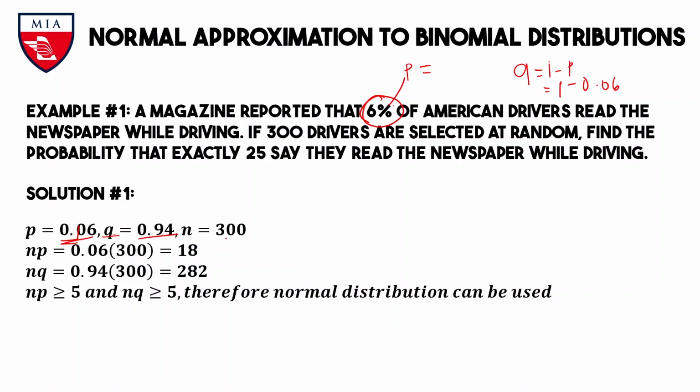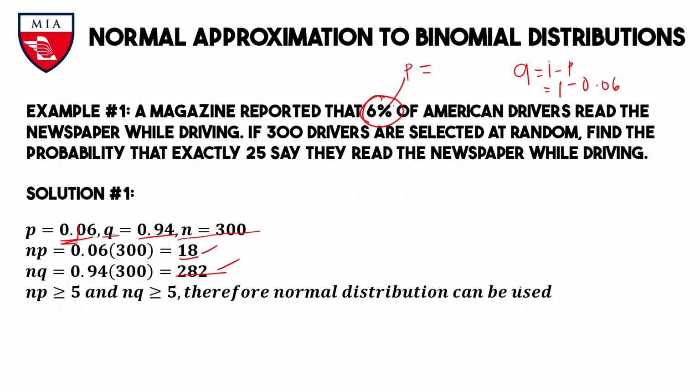And n is 300. So let's multiply np. We have 0.06 times 300, which is 18. So nq is equal to 0.94 times 300, which is 282. So np is greater than or equal to 5 because it is equal to 18, and nq is greater than or equal to 5 because it is equal to 282.